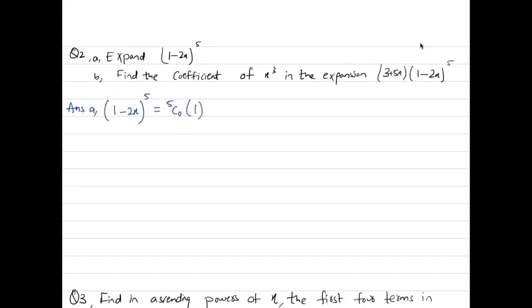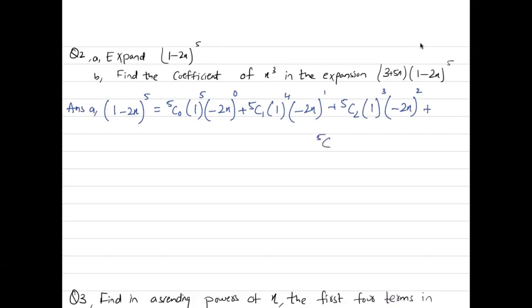5C0, first term 1 to the power of 5 minus 0, that is 5, second term now is minus 2x to the power of 0, plus 5C1, 1 to the power of 5 minus 1, minus 2x to the power of 1, plus 5C2, 1 to the power of 5 minus 2, that is 3, minus 2x to the power of 2, plus 5C3, 1 to the power of 5 minus 3, that is 2, second term to the power of 3, plus 5C4, 1 to the power of 1, second term, that is minus 2x to the power of 4, and the last is going to be 5C5, 1 to the power of 0, minus 2x to the power of 5.